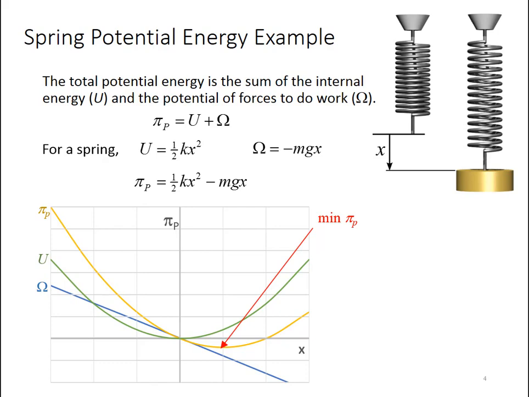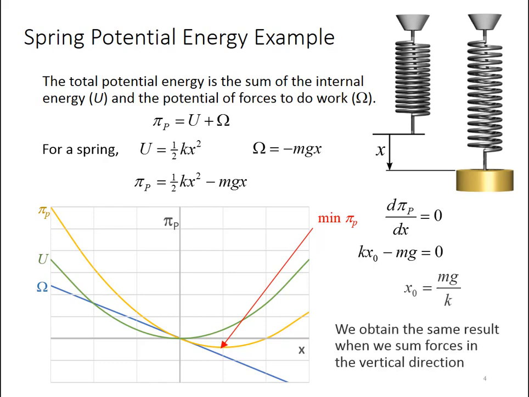So when does min pi p occur in terms of x? To find the minimum potential energy, we take the derivative of the potential energy function with respect to position. So d pi p dx is equal to 0. Evaluating the pi p function, taking the derivative of it with respect to x, we get kx0 minus mg is equal to 0. Now x0 here represents the new equilibrium position.